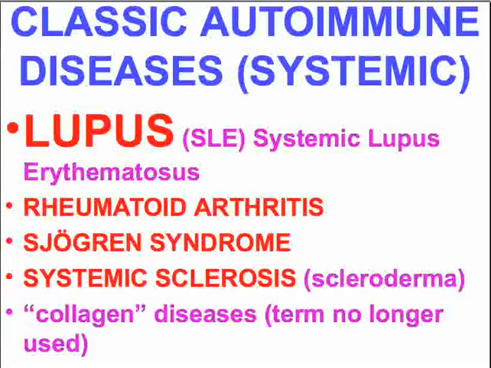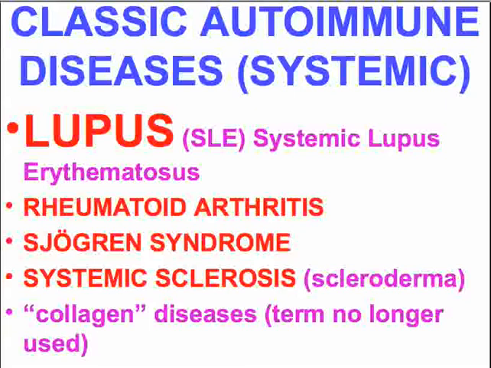Let's talk about the four classic systemic or body-wide autoimmune diseases. And always at the top of the list, number one, lupus, SLE, systemic lupus erythematosus, in which the antigen that is being destroyed is our body's own DNA.